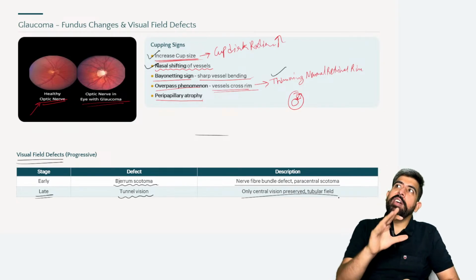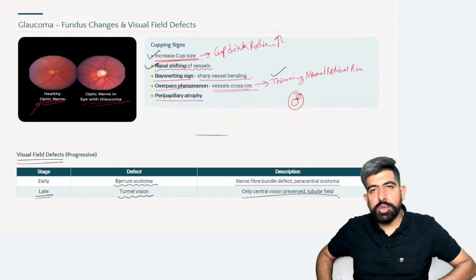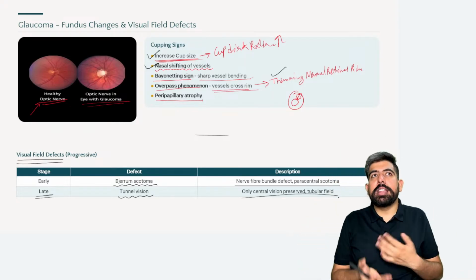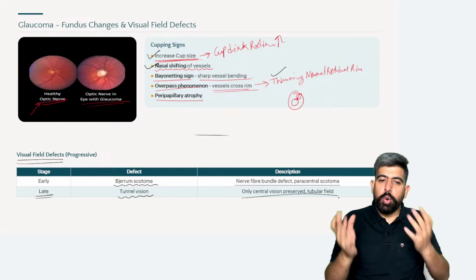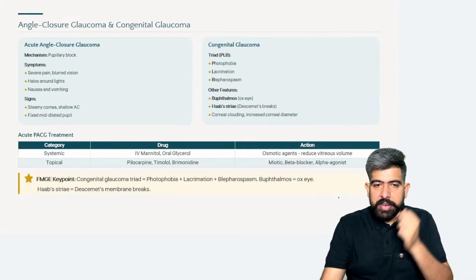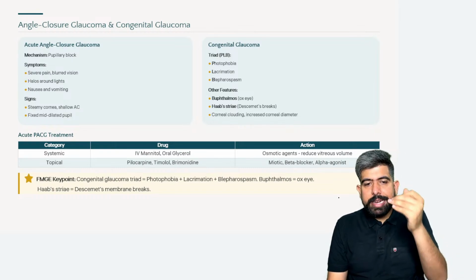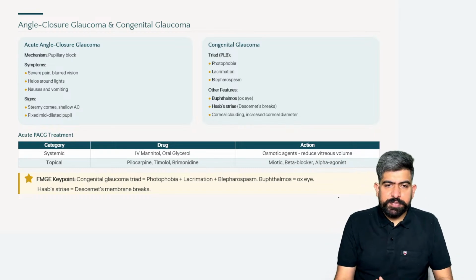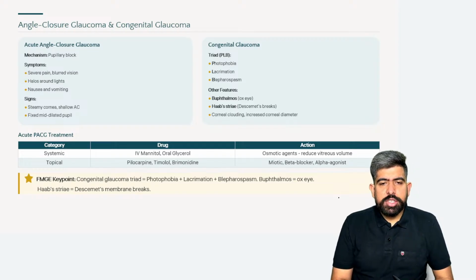Okay, if the nerve gets damaged, nerve में damage हो जाएगा, so that cannot be reversed. The vision defect that has occurred, the patient will remain with it. Now, starting with the types: angle closure glaucoma and congenital glaucoma. Just remember about it.